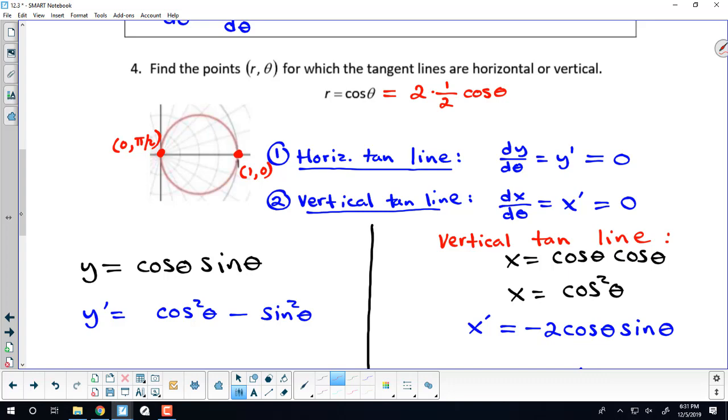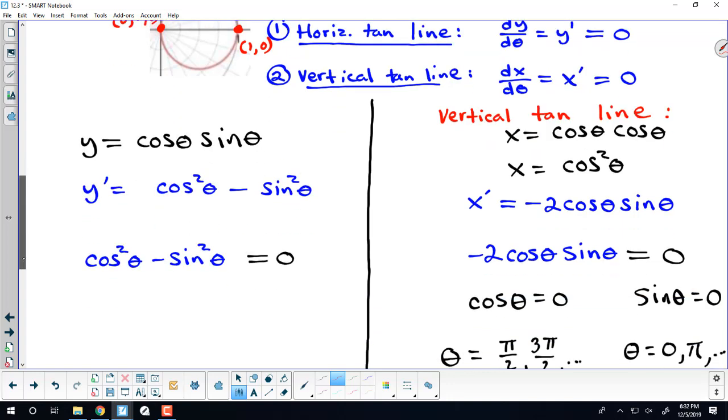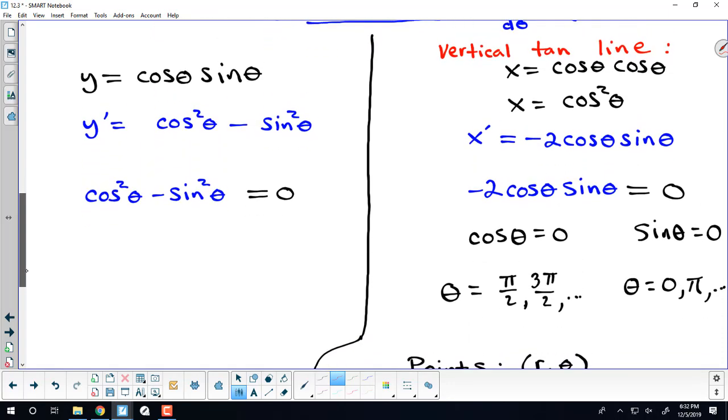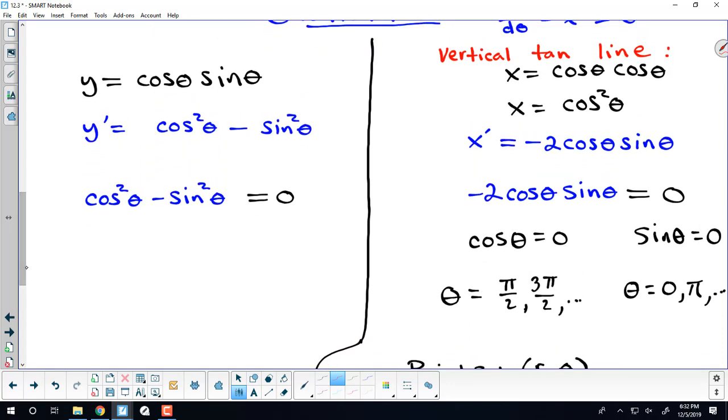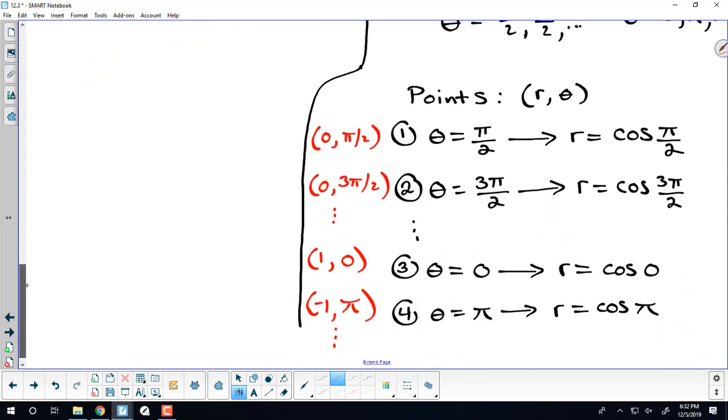So what we did was we parameterized x and y. Since y was r sine theta, we just put in our r as cosine times sine, and x is cosine times r, which gave us cosine squared. We found both of the derivatives for the vertical tangent line when the denominator is equal to 0. So that would be our dx over d theta. We did figure that one out, and talked about some of those points actually being the same point.